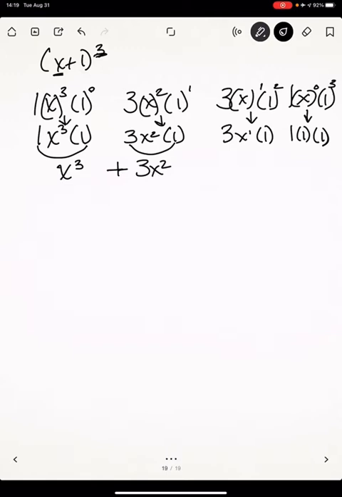Okay? 3 times 1 again is 3, and x to the 1, we just write as x. All right, and then lastly, 1 times 1 times 1 is 1, okay? And so now we have successfully expanded x plus 1 to the third power, and that's our final answer. Okay? So it's an involved process, guys, but you can get through it. I promise you, you will get through it.